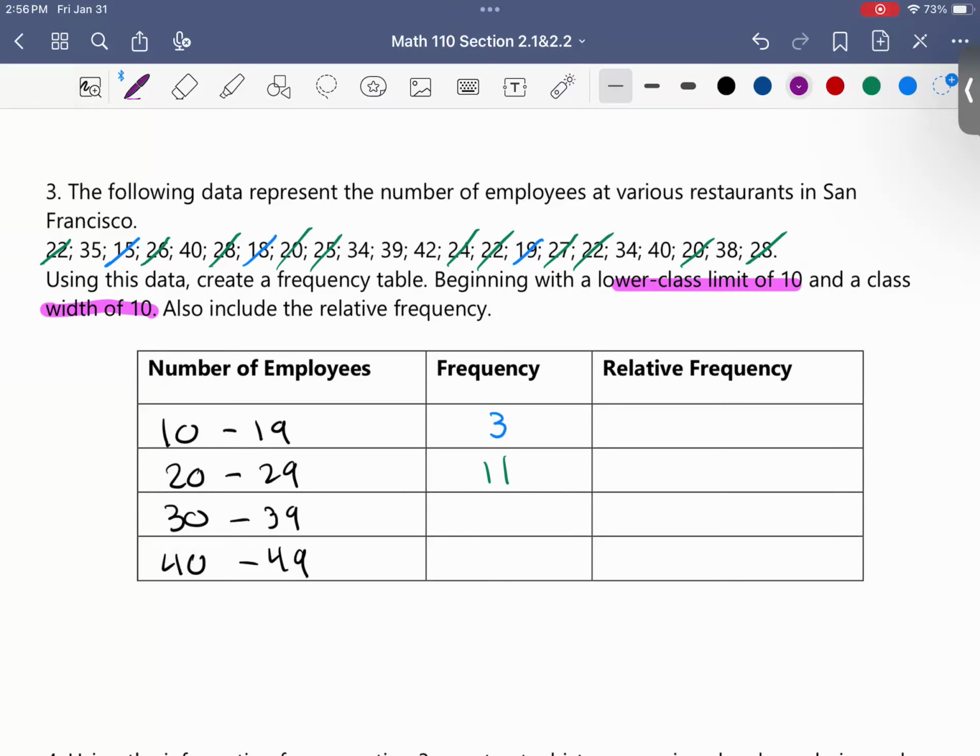Now let's move on to 30 through 39. Same exact process. I have 35, 34, 39, 34, and 38. So that is 5 values, and so our frequency is 5 between 30 and 39. The last one is 40 through 49, and that is just 1, 2, and 3.